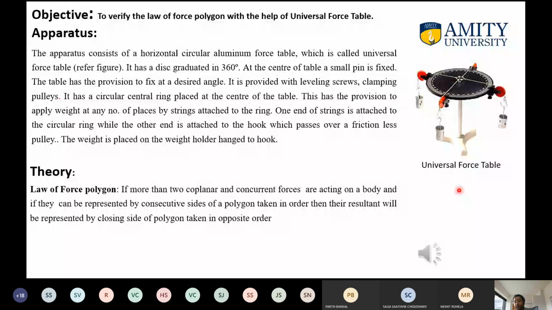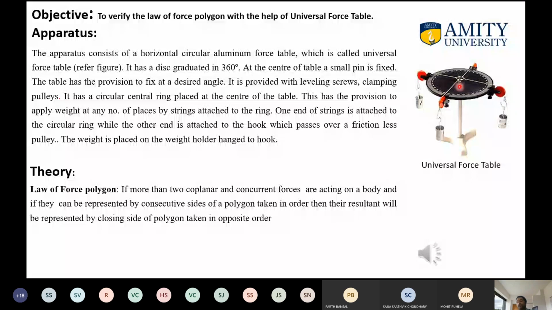So see here, we were here. Different weights are hanging here, and the value of each weight is 50 gram. We have put 5 or 6 weights on this hook, and here we also put 5 or 6 weights. Small weights of 50 gram each. What is happening when you put the weights here? The ring will start moving to one side or the other, so we have to adjust this ring in the central position.